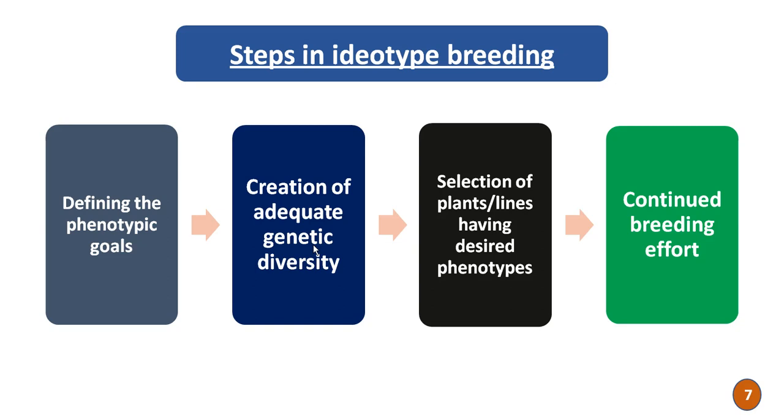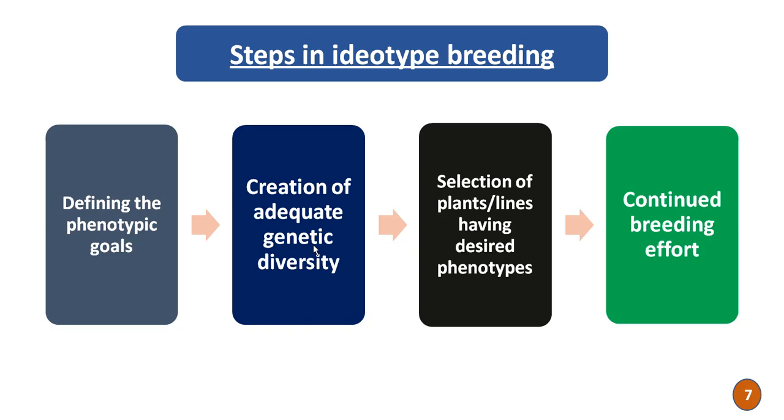Then the last one is continued breeding effort. An ideotype breeder must be prepared for continued breeding and evaluation effort. It may be necessary to conduct several cycles of breeding to break undesirable linkage, and to try the trait in question in different genetic backgrounds and under different cultural practices, in order to increase the likelihood of modified traits leading to increased yield.